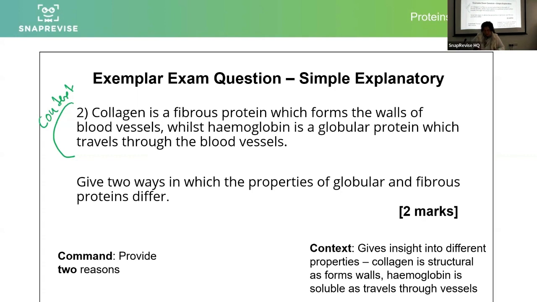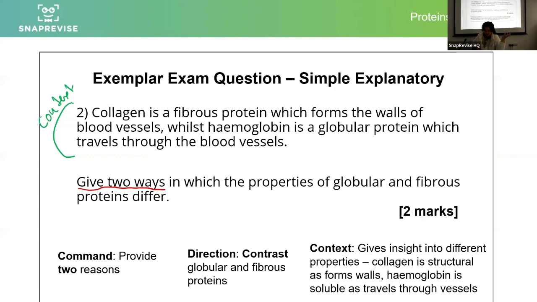And our command word: provide 2 reasons, or give 2 ways, really. So here's my command word, give 2 ways. What is the direction? To contrast their structures. The word contrast is not said as a command word in this question. However, it basically means the same thing. How do the proteins differ?